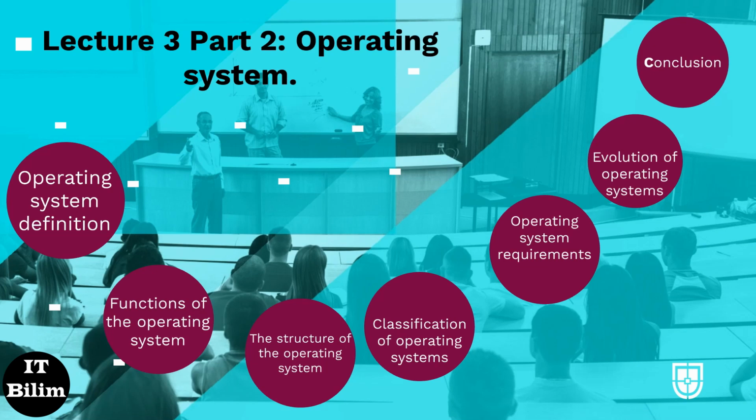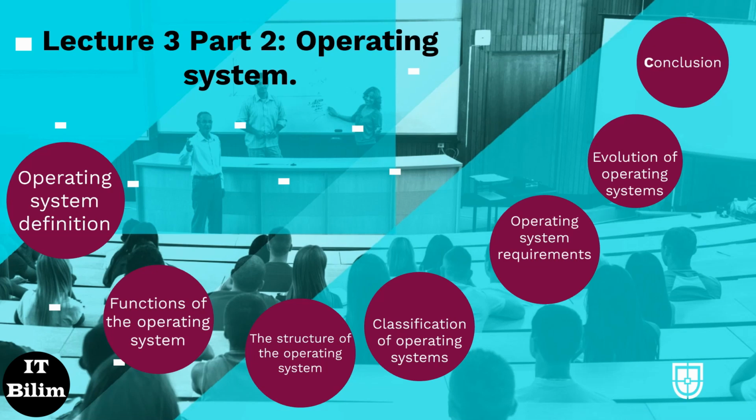Operating system definition. Functions of the operating system. The structure of the operating system. Classification of operating systems. Operating system requirements. Evolution of operating systems. Conclusion.